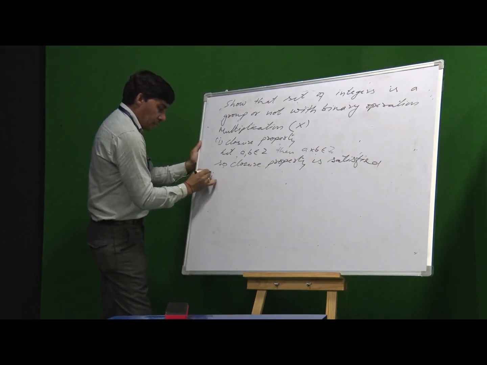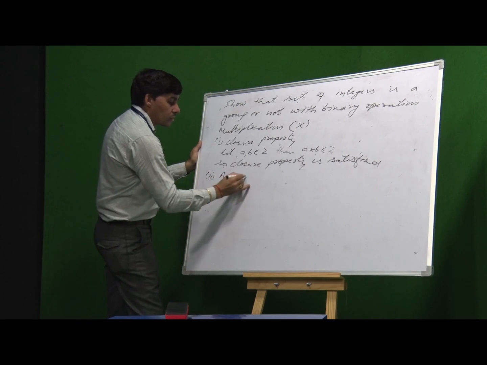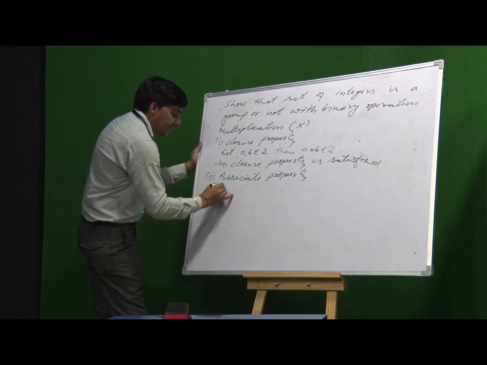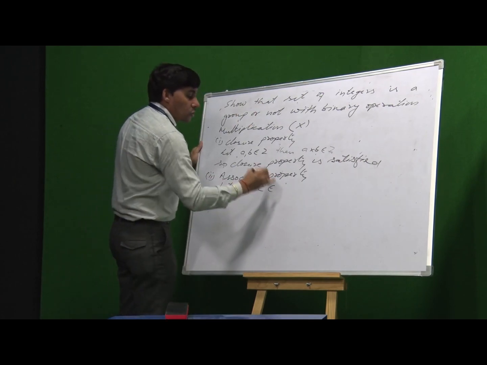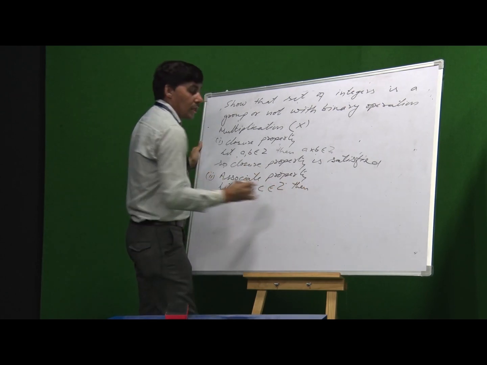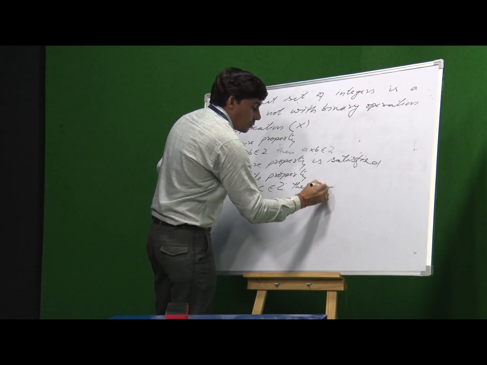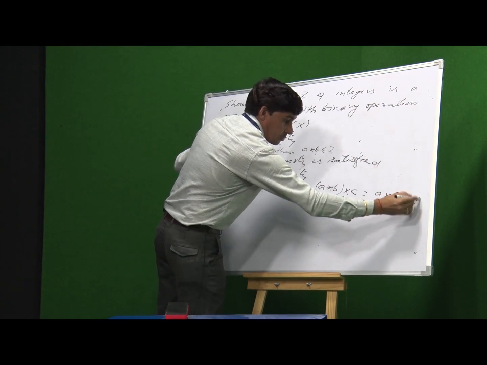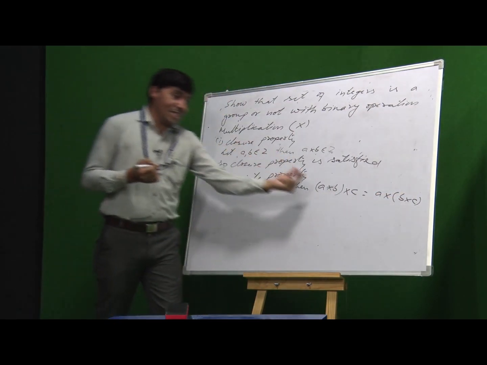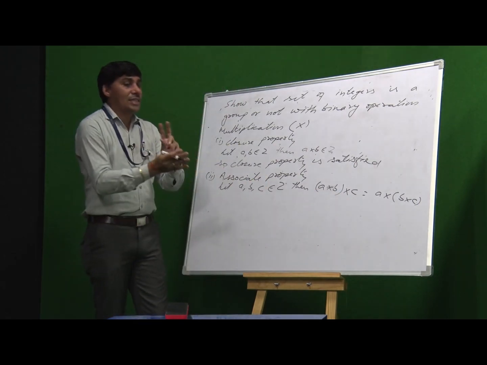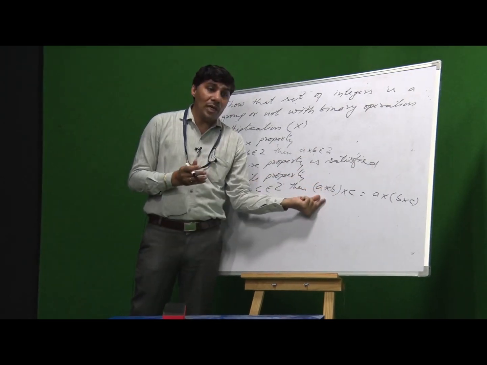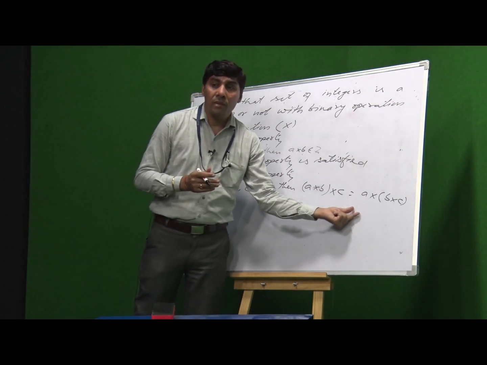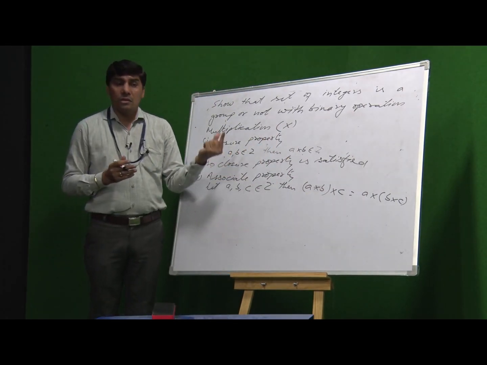Second, associative property. Let A, B, C belong to Z, then A into B into C is always equal to A into B into C. A, B, C are three integers. If we multiply these three integers, either first A and B or first B and C, the result of both sides is the same. That means the associative property is satisfied.